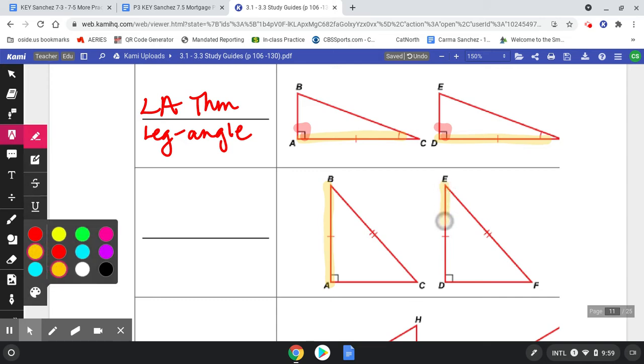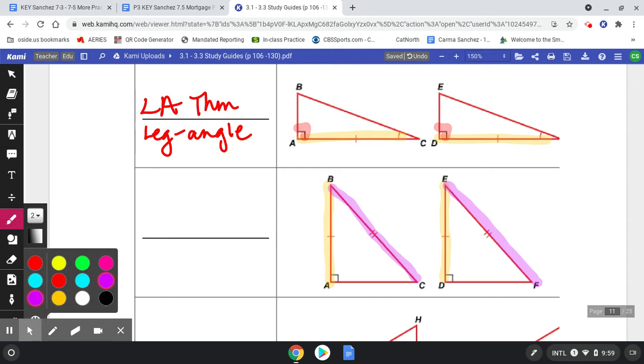There it is again. And notice that I've got a hypotenuse. So in this one, I could say that it's congruent by the hypotenuse leg theorem.